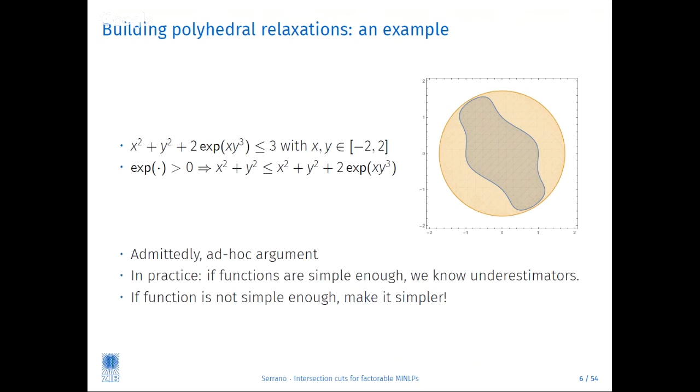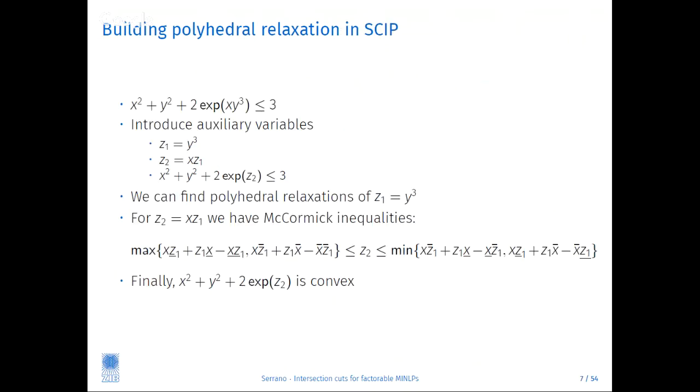Okay? So this is, of course, a very ad hoc argument. I mean, I know how the function looks like. So what we do usually is, if the function is simple enough, we do know how to build underestimators. And when the function is not so simple, then what we do is we just make it simpler. This is what Skip would do. Skip would take this constraint, introduce new variables, and replace the complicated expression by these three constraints. Now, this is a simple enough constraint, so we know how to build underestimators for this. We also know how to build underestimators for this, and this is convex, so this is okay.